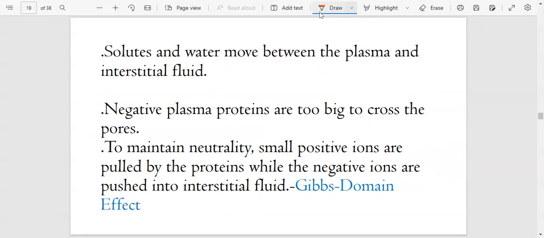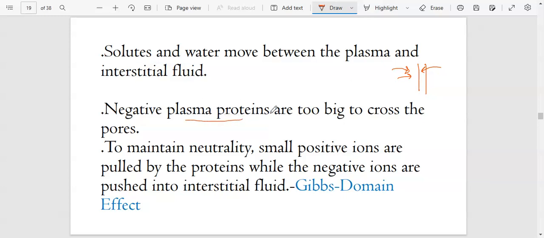Now, just as we said earlier, solutes and water can move between the plasma and the interstitial fluid. For example, you have got, this is the blood vessel, and then this is a space outside the cell. So basically, everything that is found inside the blood and outside the cells, the composition is the same. The only difference is because of the plasma proteins.